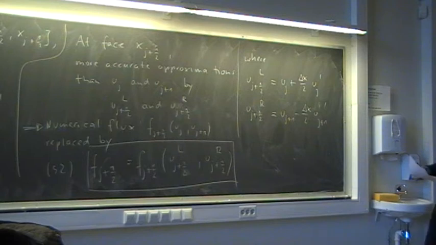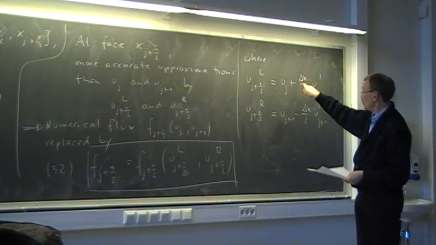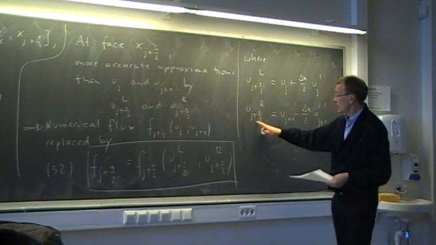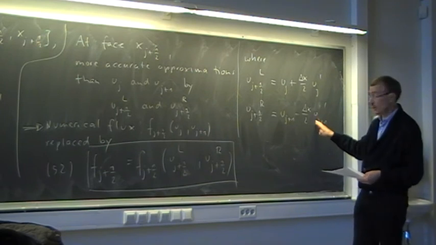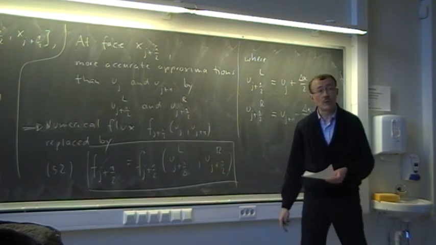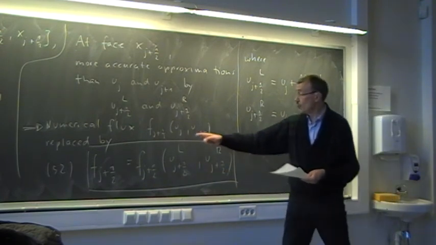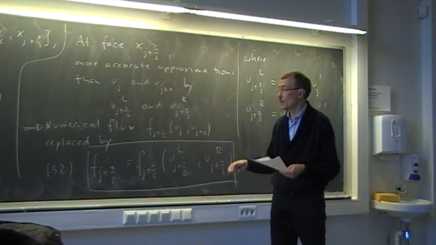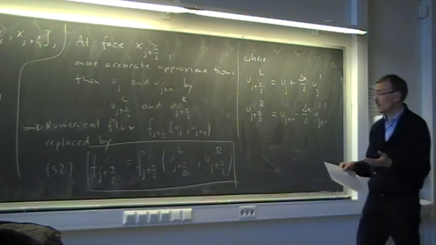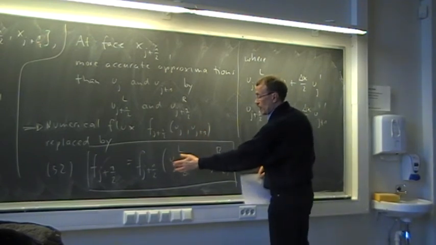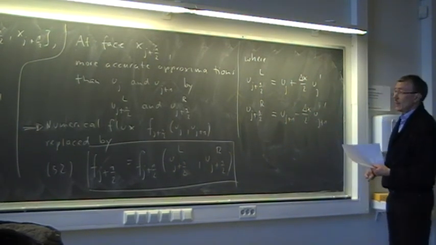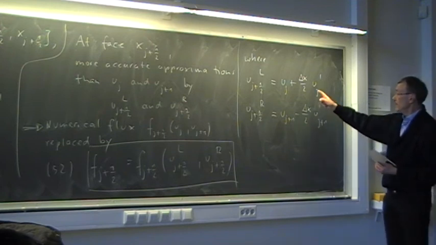When we have them, we just put them in here, compute this, and use that approximation as arguments for our numerical flux function, instead of uj and uj plus 1. That is all. If you have a function for the numerical flux, you just feed it the extrapolated values from the left and the right instead of uj and uj plus 1. But the question is still, how do we get these?